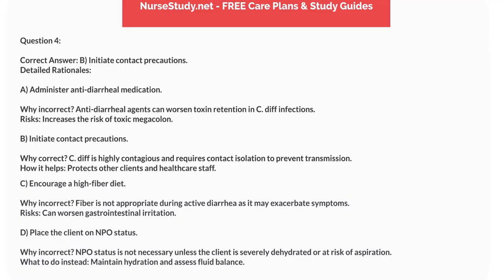C. Encourage a high-fiber diet. Why incorrect? Fiber is not appropriate during active diarrhea as it may exacerbate symptoms. Risks: can worsen gastrointestinal irritation. D. Place the client on NPO status. Why incorrect? NPO status is not necessary unless the client is severely dehydrated or at risk of aspiration. What to do instead: maintain hydration and assess fluid balance.